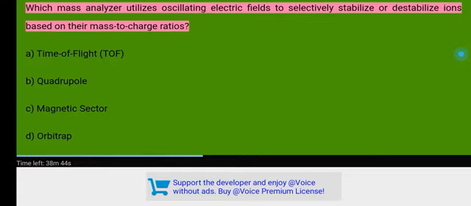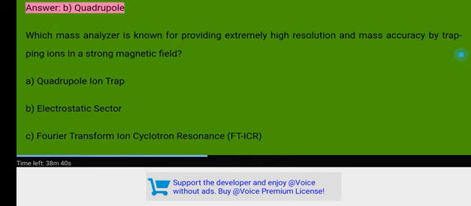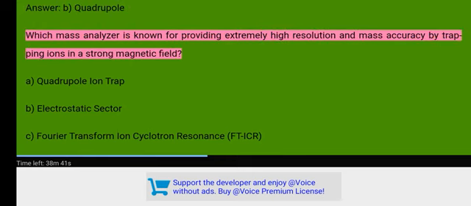Multiple choice questions. Which mass analyzer utilizes oscillating electric fields to selectively stabilize or destabilize ions based on their mass-to-charge ratios? A. Time-of-flight (TOF). B. Quadrupole. C. Magnetic sector. D. Orbitrap. Answer: B. Quadrupole.